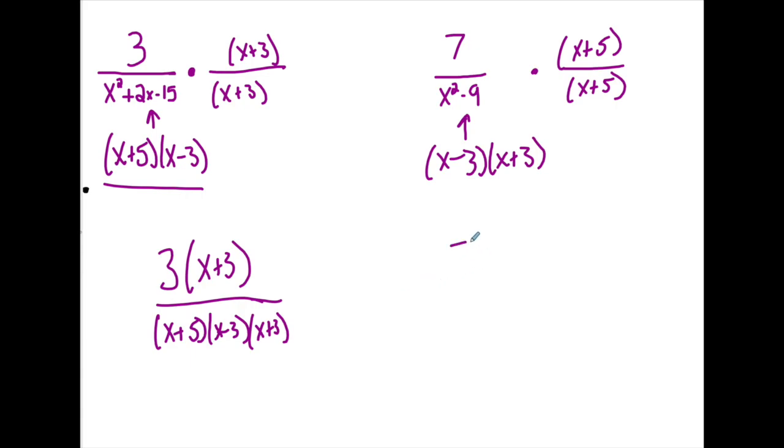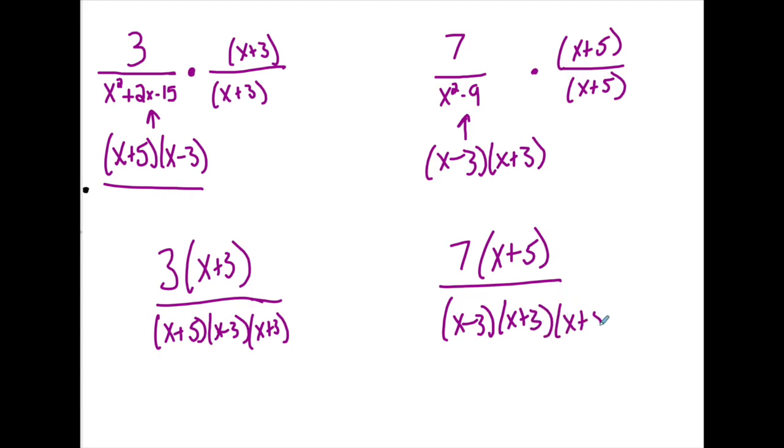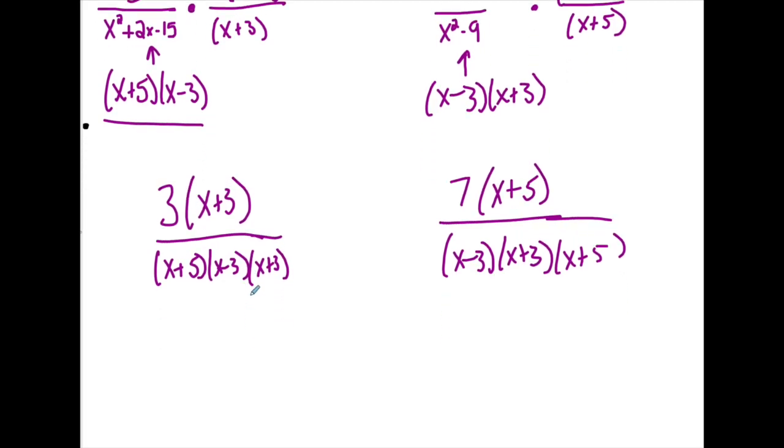And over here, I've got 7. And then I bring in my x plus 5. And then I have my original x minus 3, x plus 3. And then I have x plus 5. Now, notice they are not in the same order, but the 3 factors are exactly the same. Each one has exactly 1 x plus 5, 1 x minus 3, and 1 x plus 3. So, therefore, I can freely add across the top or the bottom. Here again, I would distribute: 3x plus 9, and this one would be 7x plus 35.